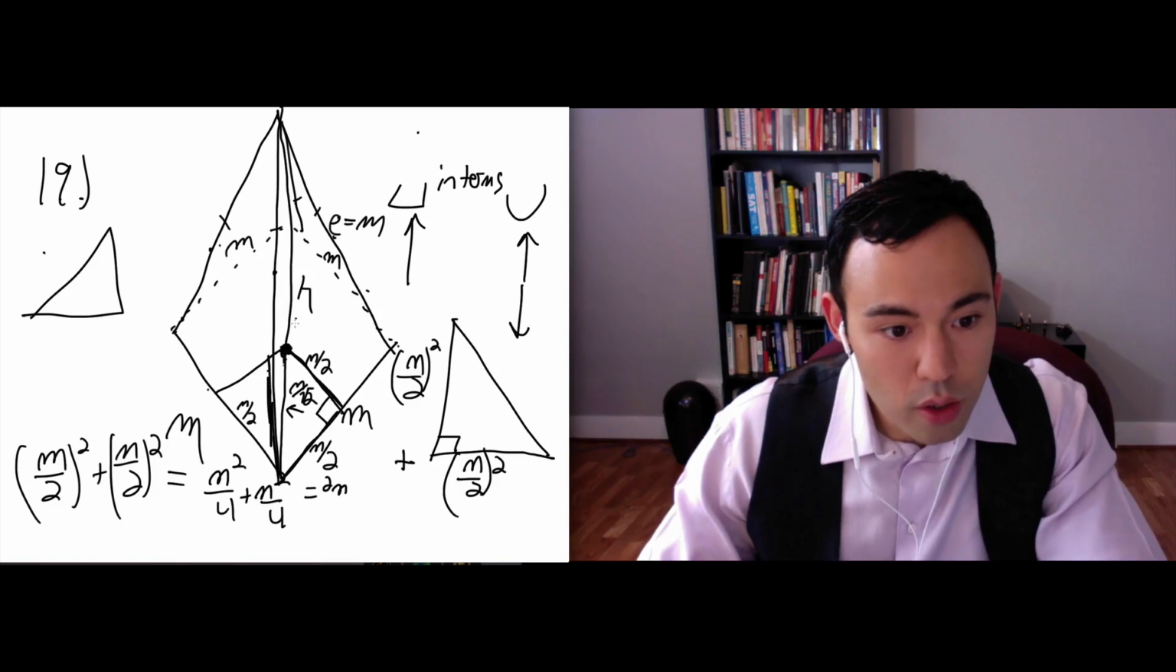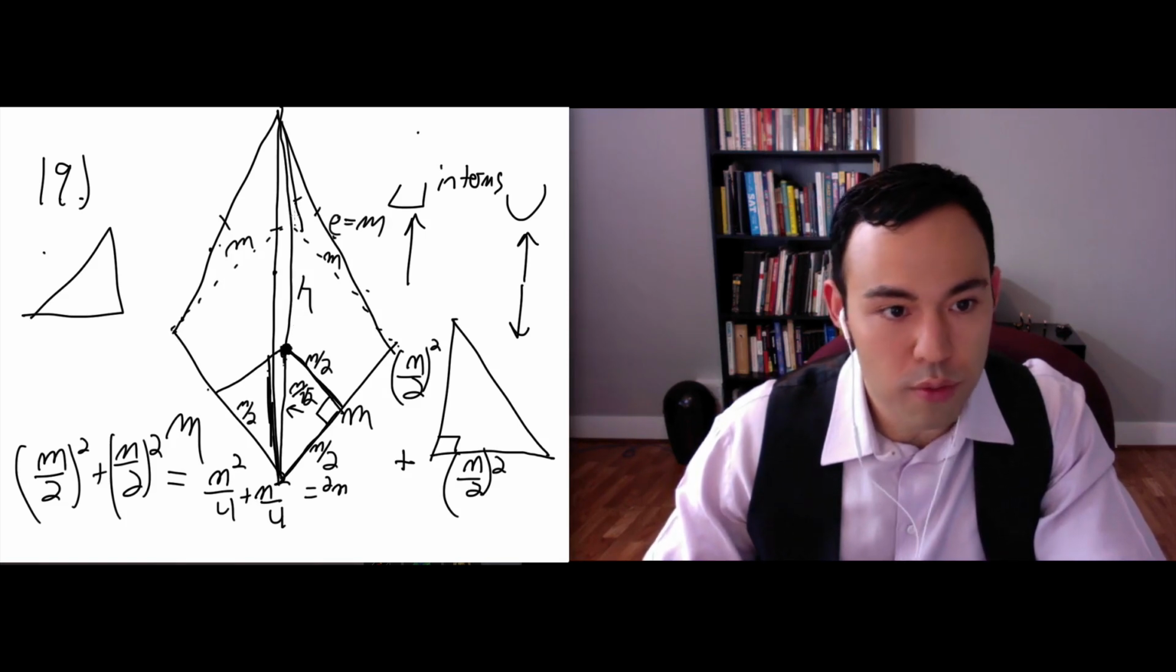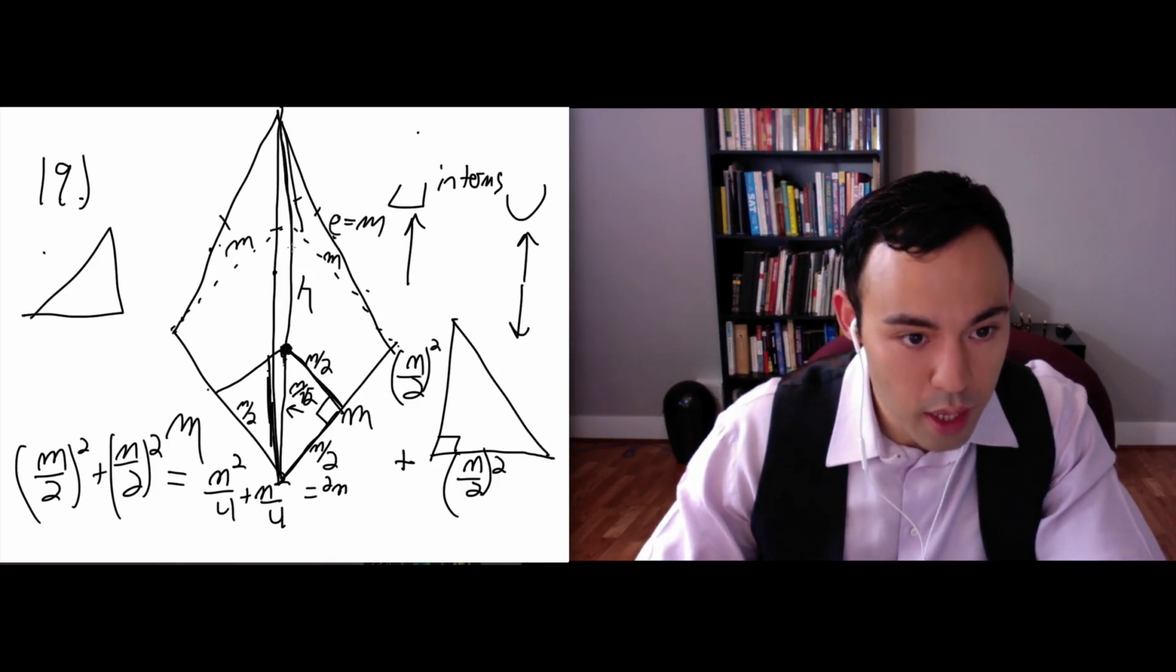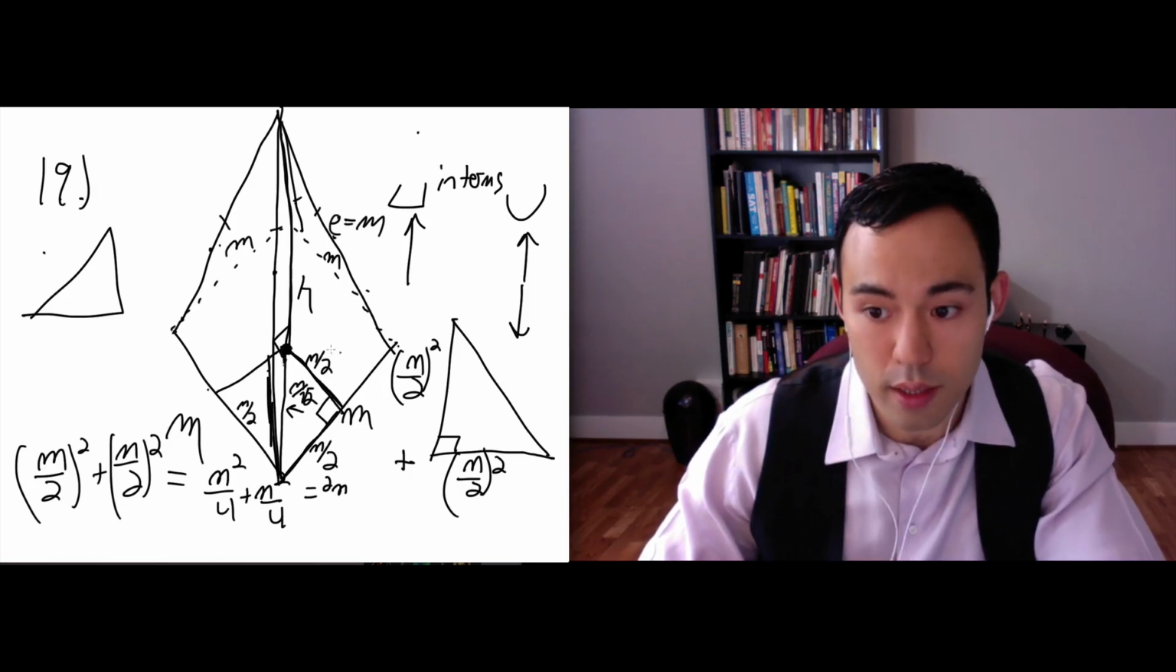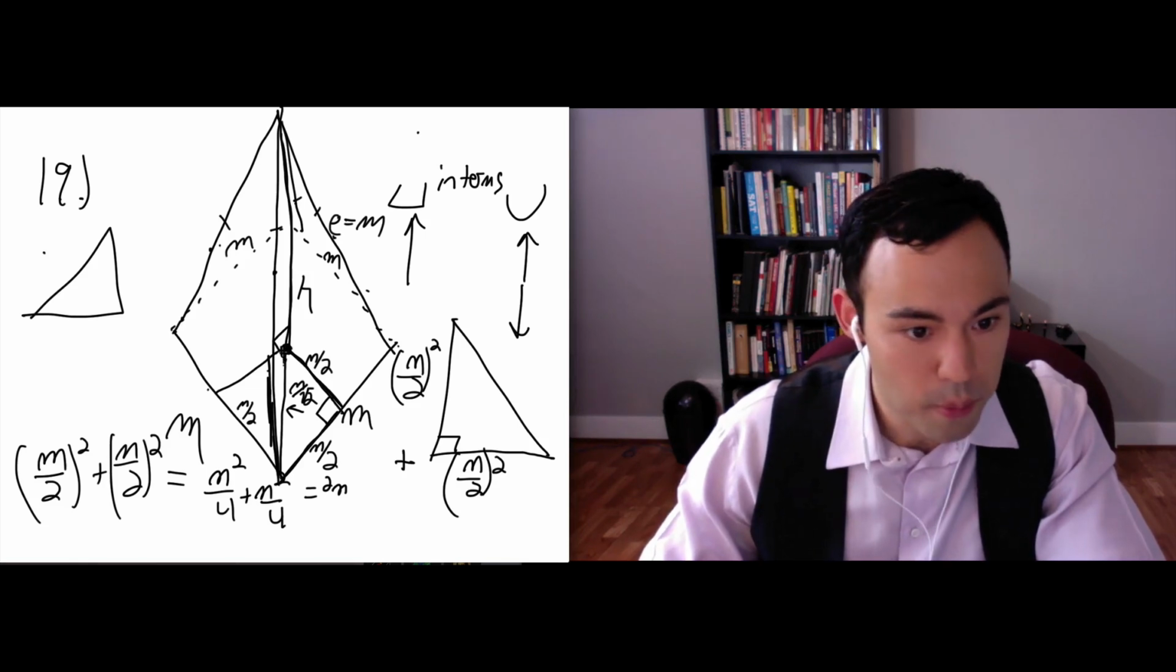Now we are almost ready to solve the whole problem. Here we have the h, the altitude. It forms a 90-degree angle with any line radiating along the plane of the base.